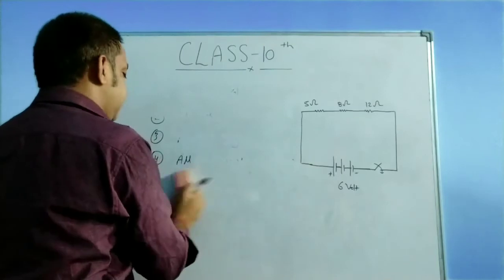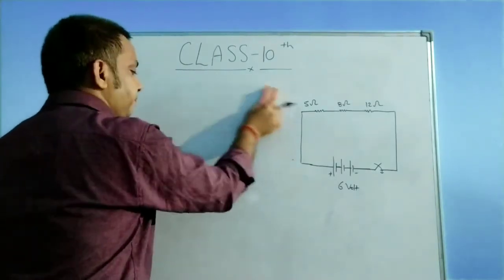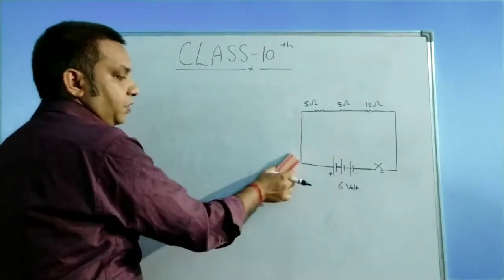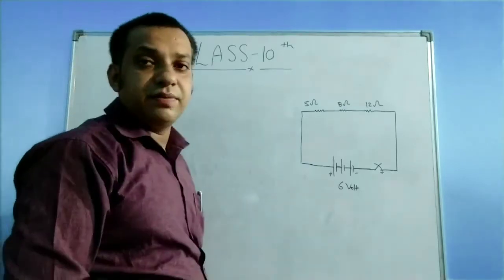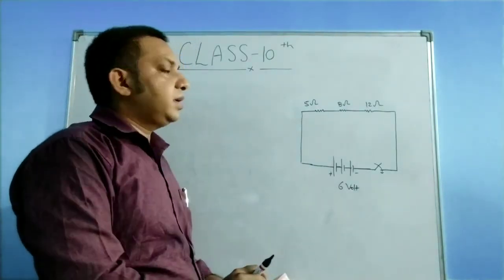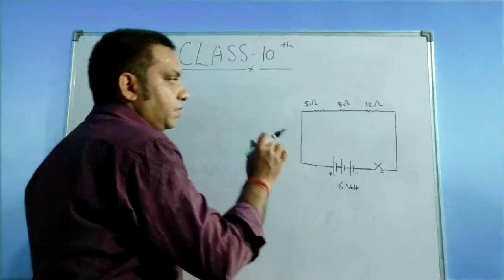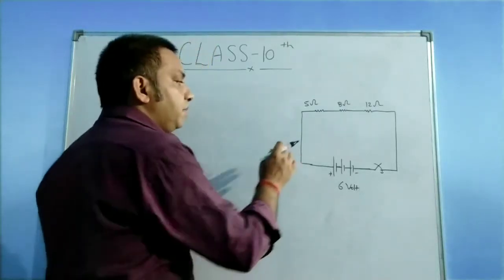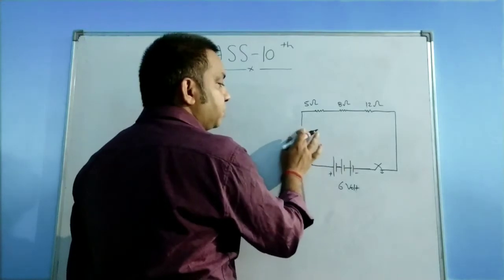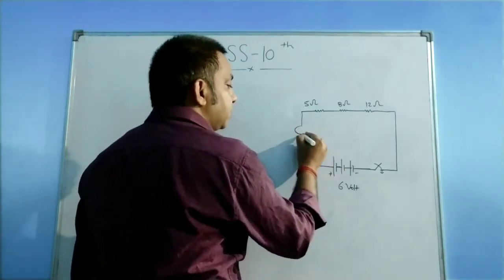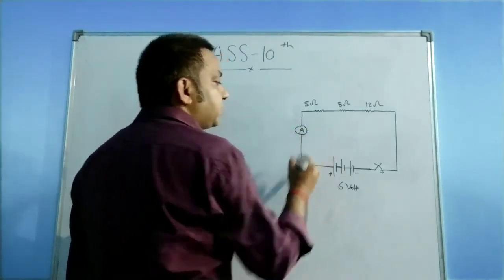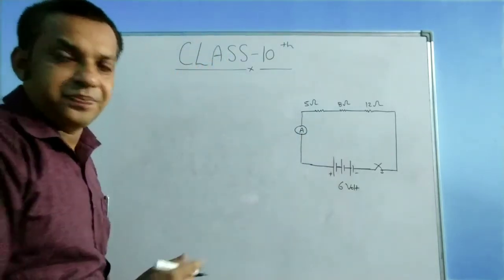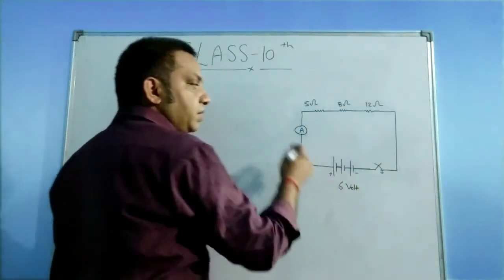In the second part of this question, you have to connect an ammeter and the voltmeter. The ammeter you have to connect such that it measures the value of the current flowing in the resistor. So the ammeter is a device which should be connected in series combination. In the series combination, you can connect anywhere. Right now, in the series combination, you can connect here.